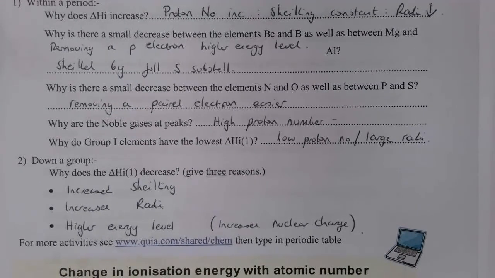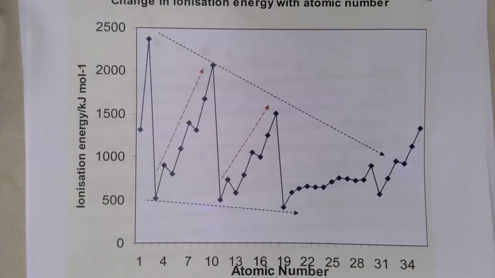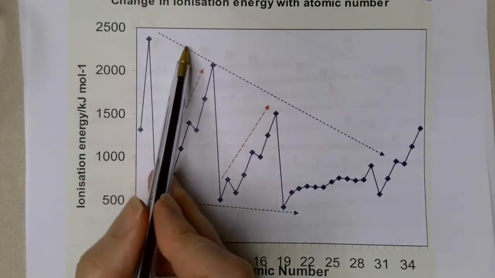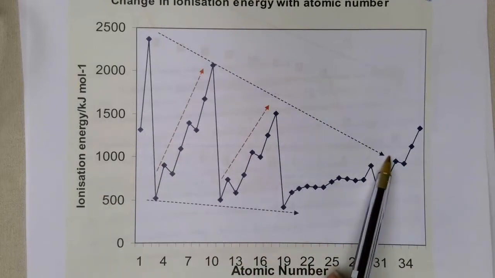That's because you're increasing your shielding and your radii, and you're removing an electron from a higher energy level, so from a shell further away from the nucleus. This is despite the fact that you've got that increased nuclear charge. So you can see there the trends. So as we go down group 1, there's a decrease. As we go down group 8, there's a decrease.